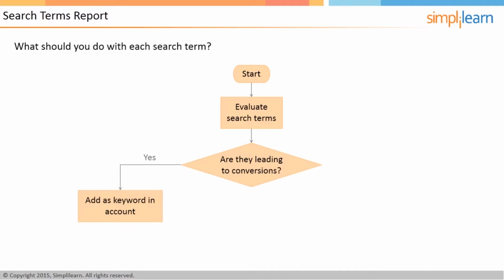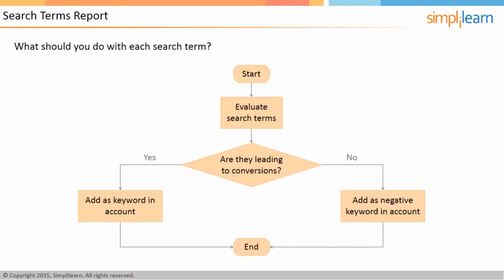You'll have other search terms that are not in your account, they're not keywords, but they're spending money and they're not leading to actions. Those are good negative keyword candidates. So the search terms report is a great place to do research to determine whether you should add a query as a keyword. Again, queries are what someone typed in the engine, keywords are what's in your account. Or is there a query that just doesn't ever convert, so you want to make it a negative keyword so you don't show for this any longer.